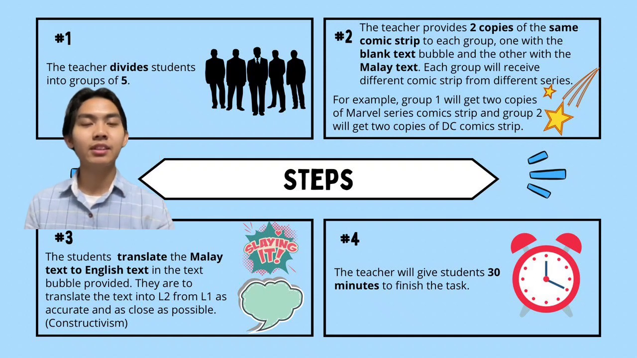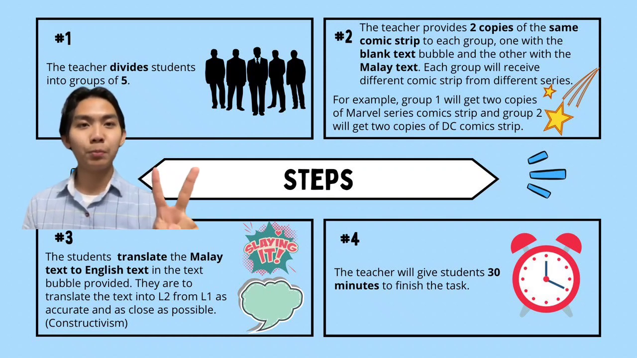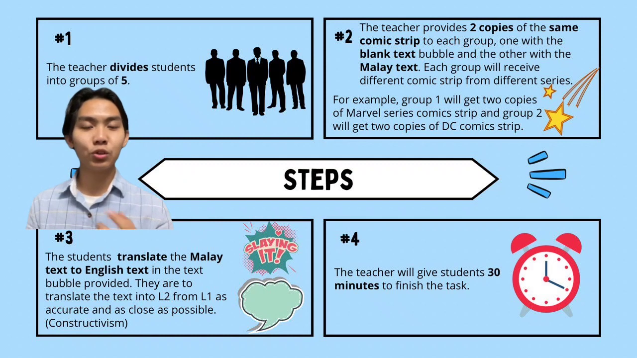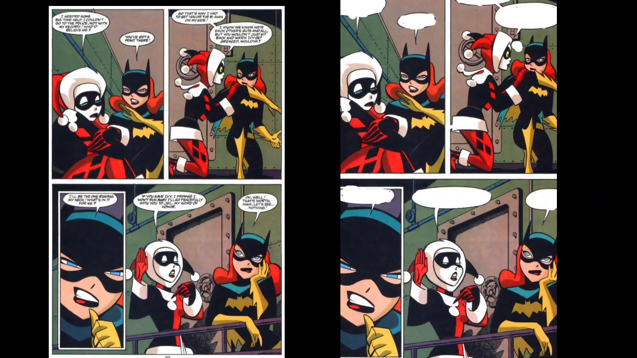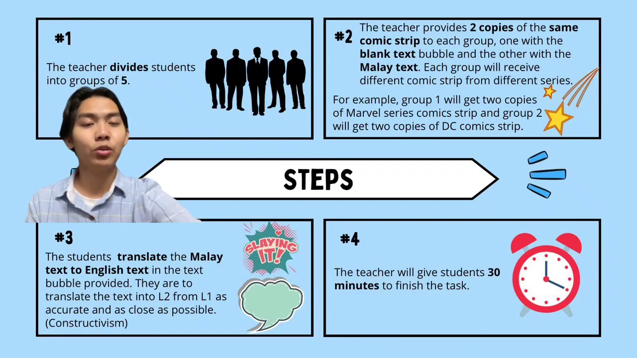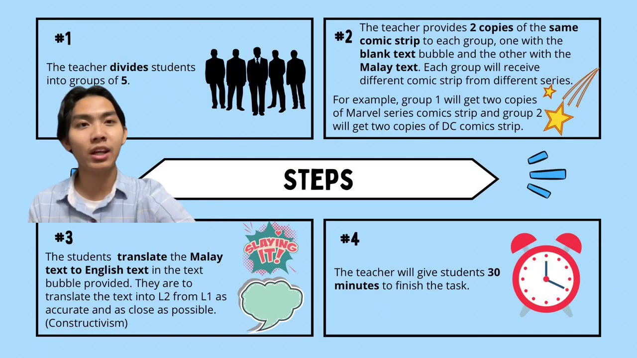The first step is, the students will be divided into groups of 5. Secondly, the teacher provides 2 copies of the same comic strip to each group, one with a blank text bubble and the other one with the Malay text. Each group will receive different comic strips from a different series. For example, Group 1 will get 2 copies of Marvel series comic strip, and Group 2 will get 2 copies of DC comic strip.